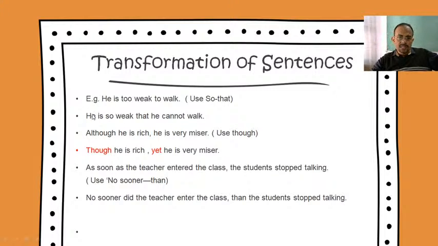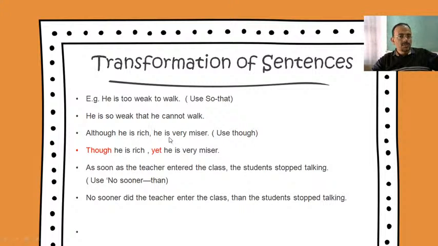You can be given this in the examination, two sentences, and you will be asked to rewrite the sentence using so that. So you have to learn both the patterns.